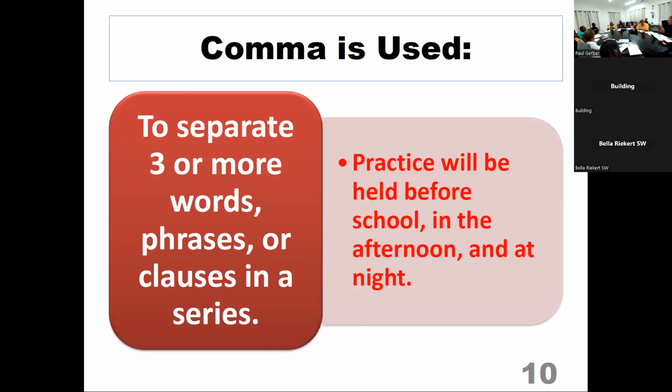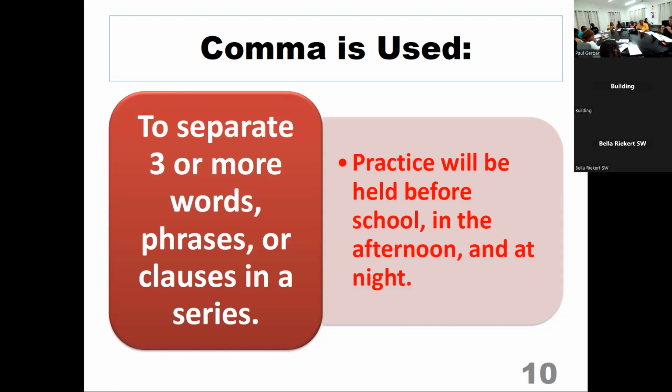When you're writing and you're listing a couple of things, and then before the last one you put the conjunction in there, which is the "and at night." So you see there, the practice will be held before school. That's the one part. In the afternoon, the second part, and then "and at night" is the last part. Okay, so you see why they use that comma there, not to separate those. And you can see those are different.